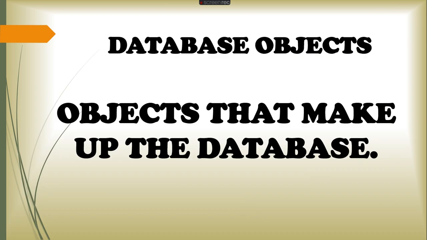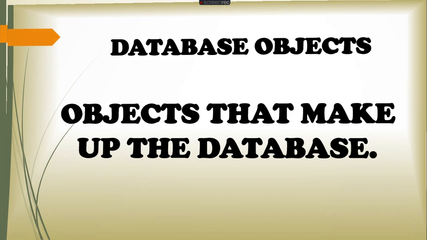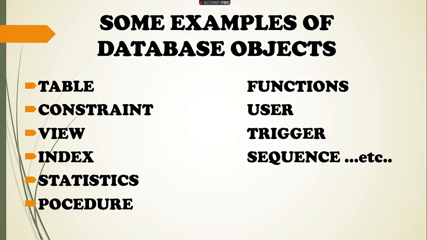The first thing that we're going to look at is database objects. What is a database object? We say objects that make up the database, right? They are just the objects which will make up the database. So we have a view, a table, all these will come together to make the database complete. These are some examples of database objects.